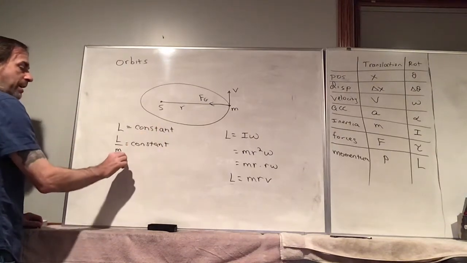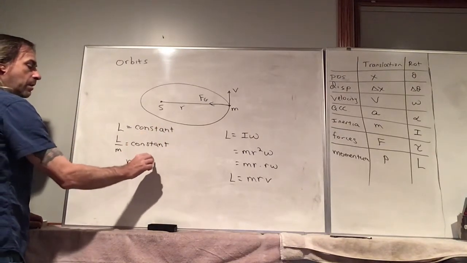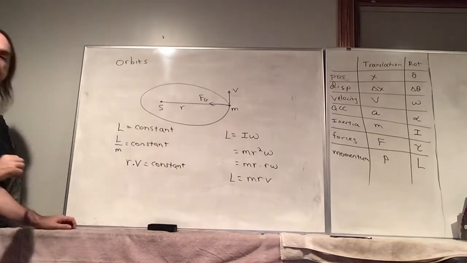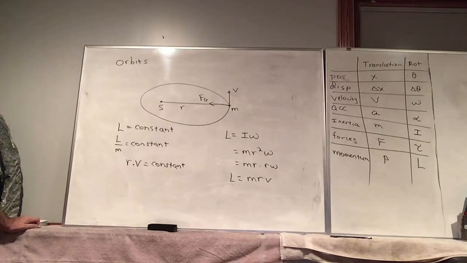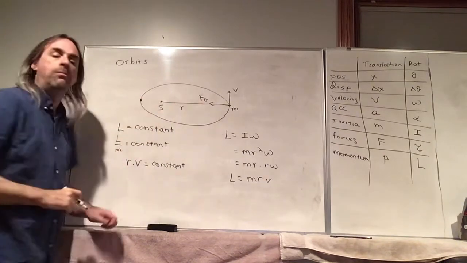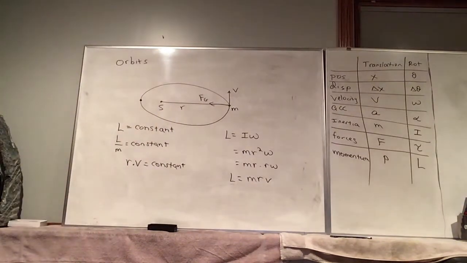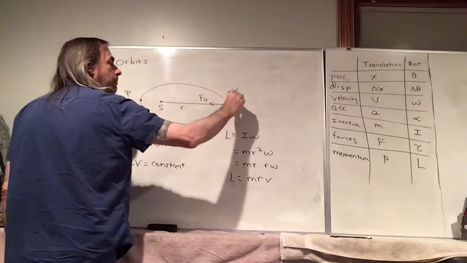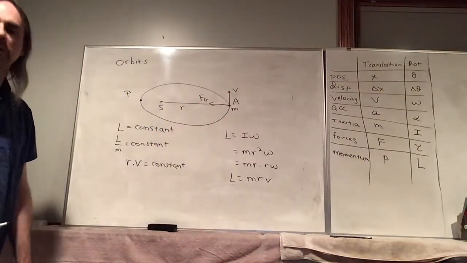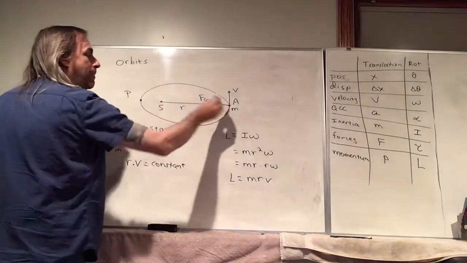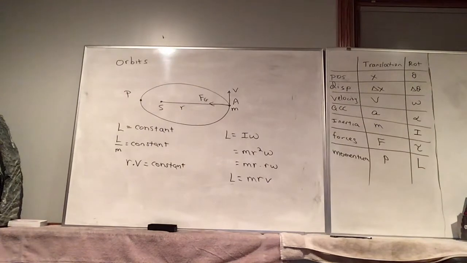Which means this product R times V is constant. And so what that means, we have an elliptical orbit. There's kind of two special points. They're called perigee and apogee. I'll just call them P and A. Perigee and apogee. Not sure if I'm pronouncing those right. But that's the closest point, and apogee is the far point.